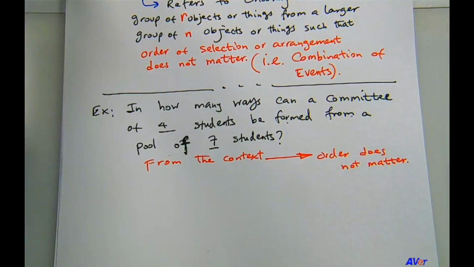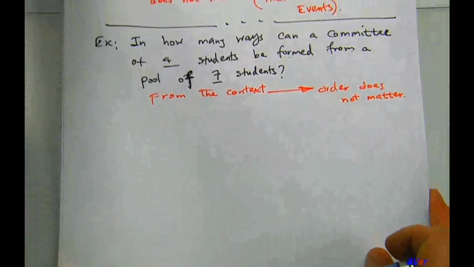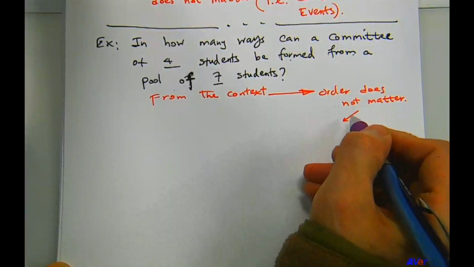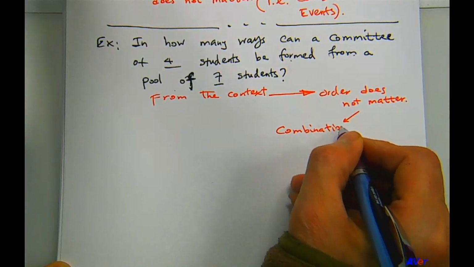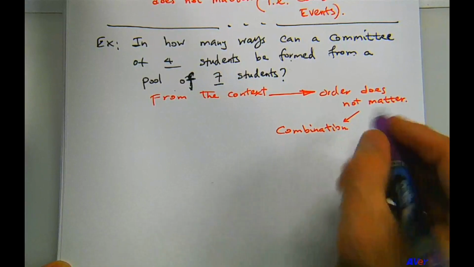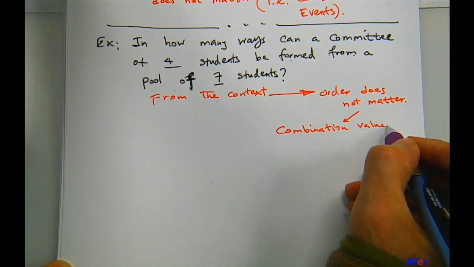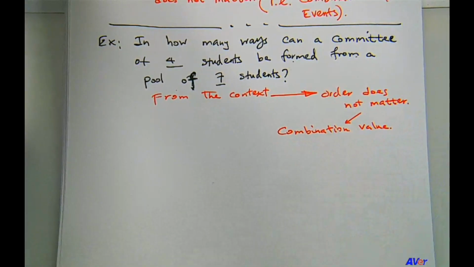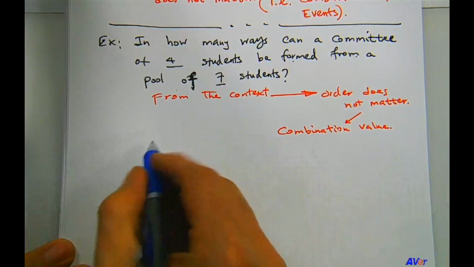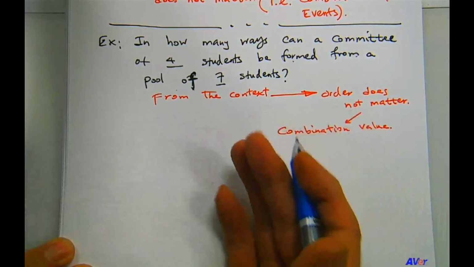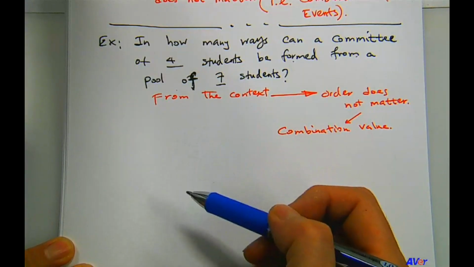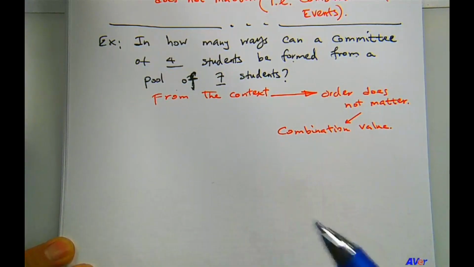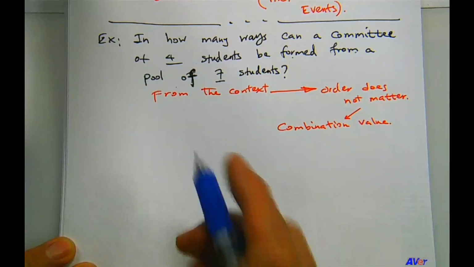Okay, so as soon as we establish that, then we know we have to calculate a combination value. Okay, so we can do that. I'll show you both the method that shows more reasoning and with the calculator which just calculates the number.